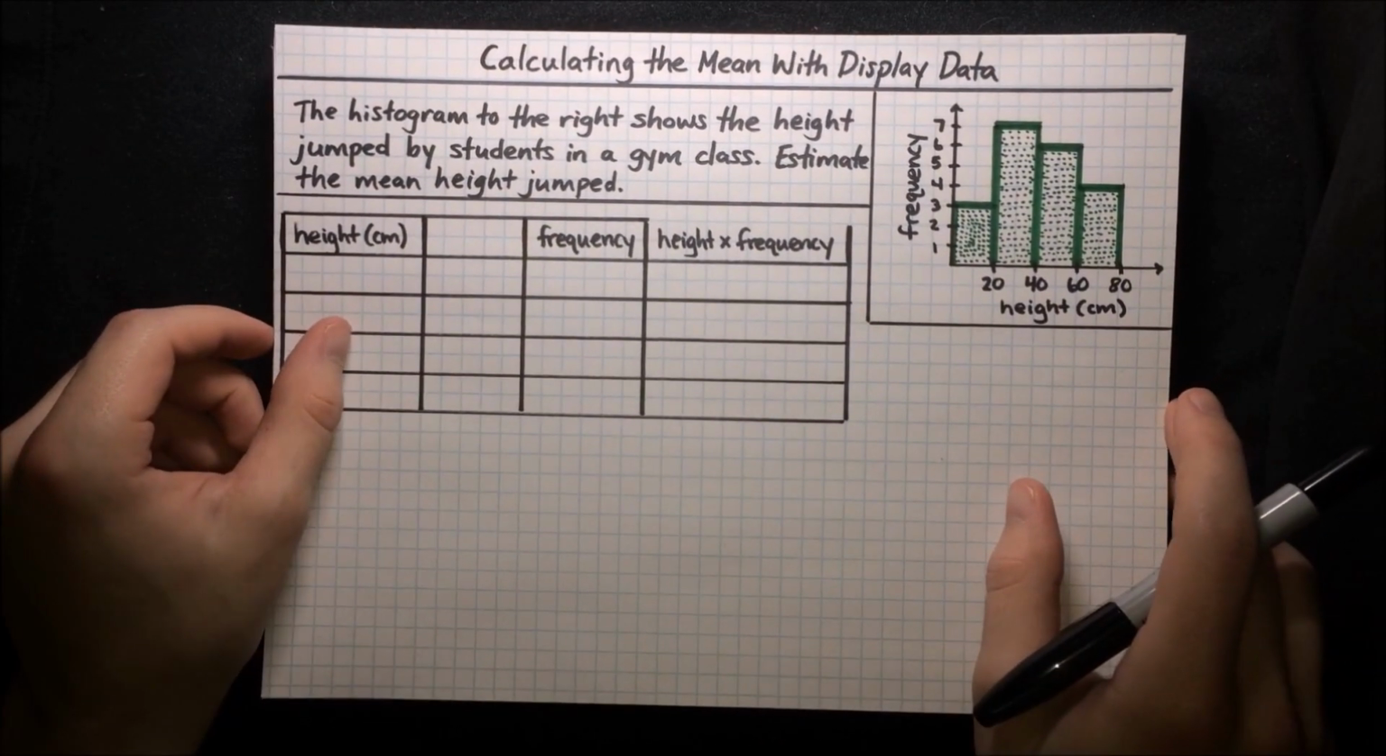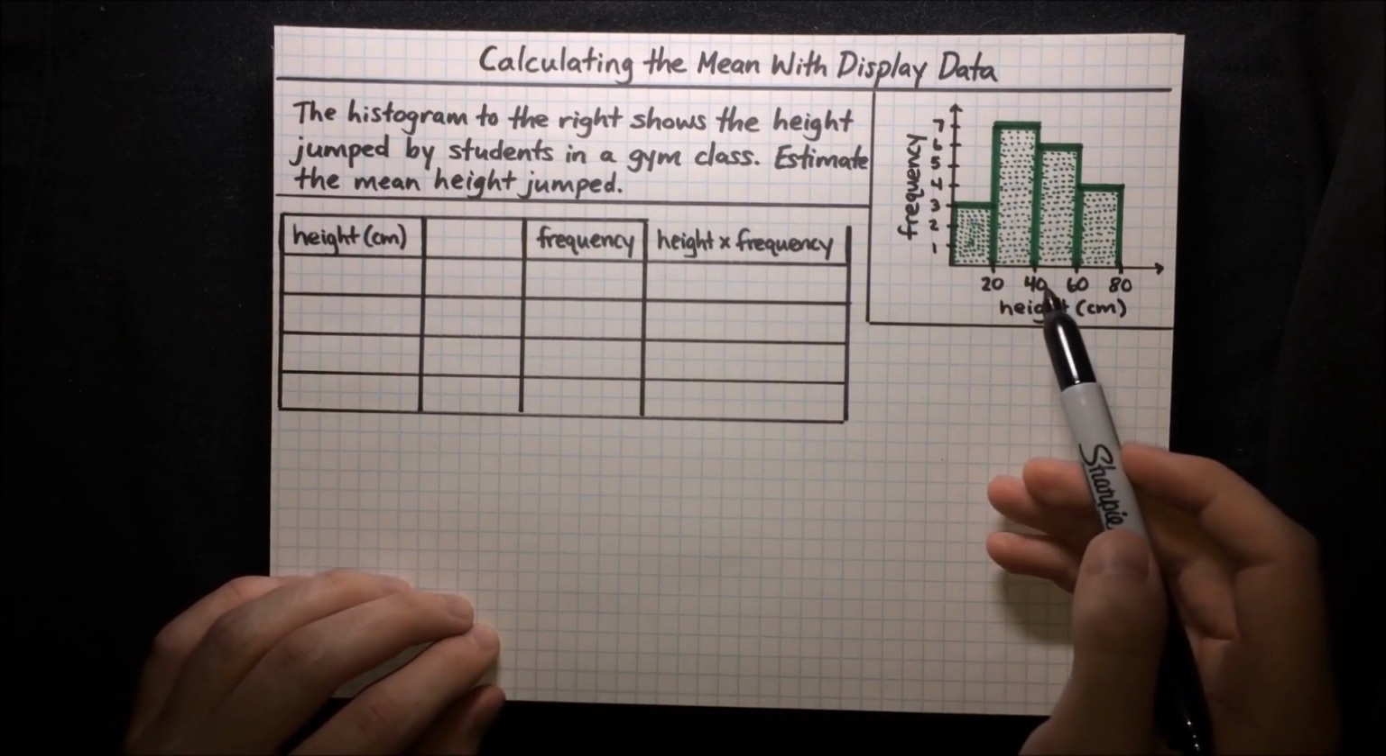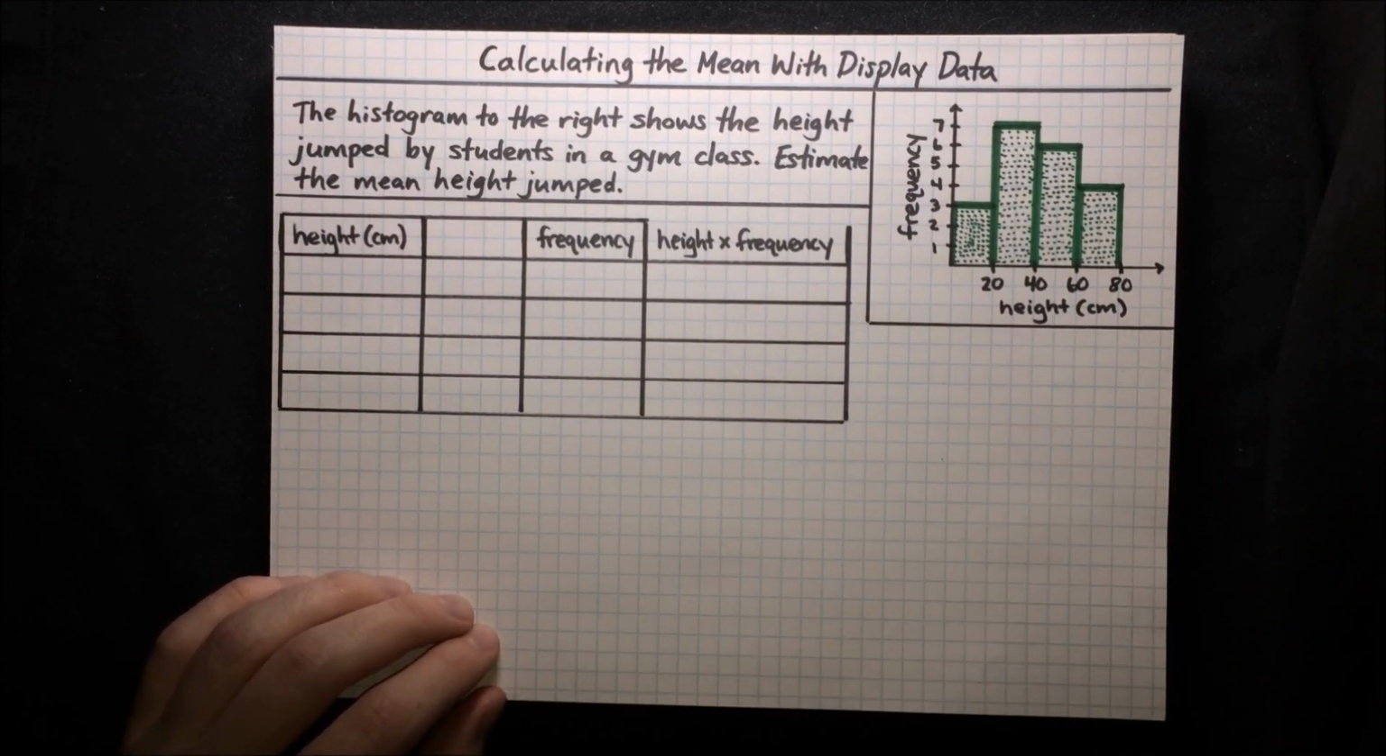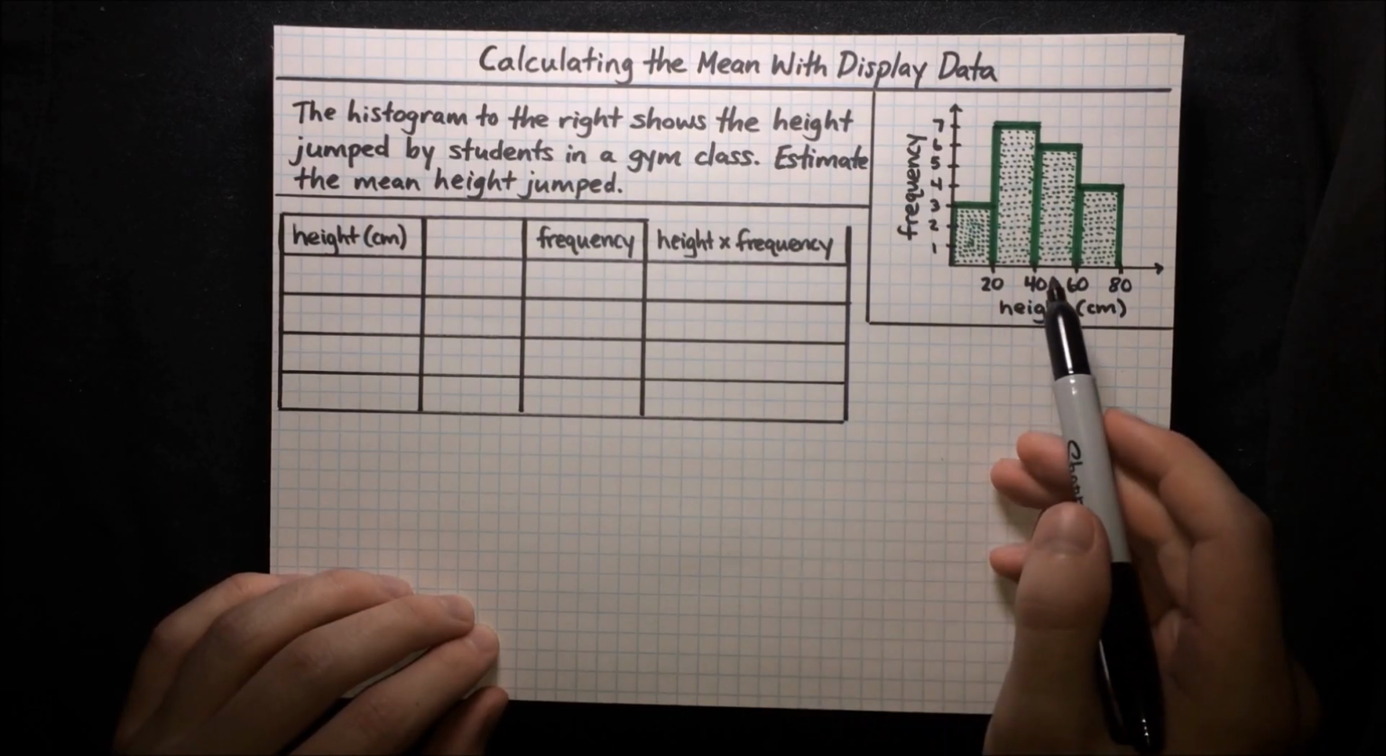Here's another problem. In this problem, the histogram here to the right shows the height jumped by students in a gym class, and we want to estimate the mean height jumped. Alright, so first of all, how do we read this histogram?